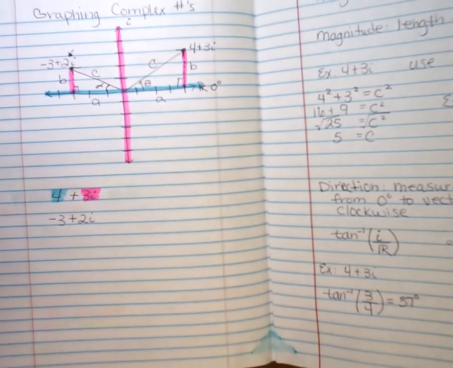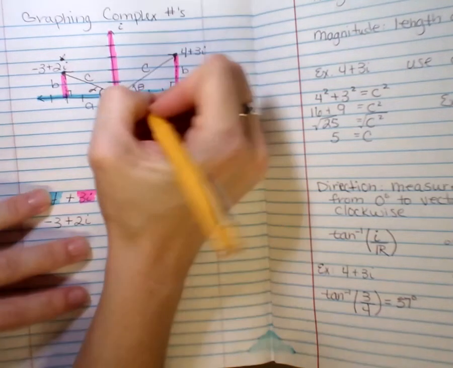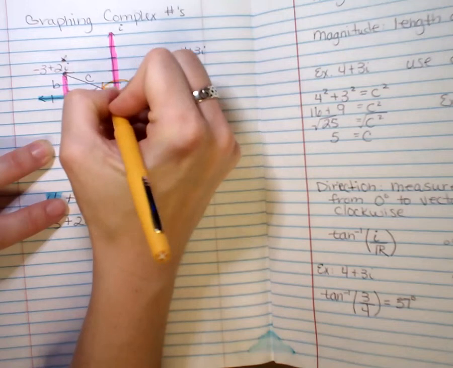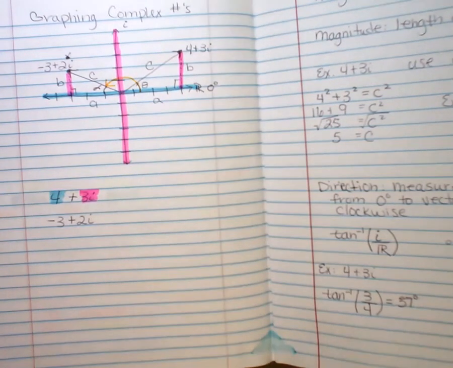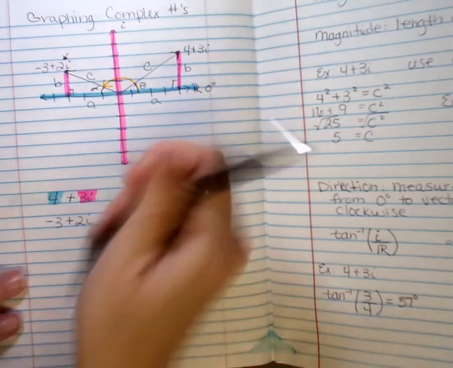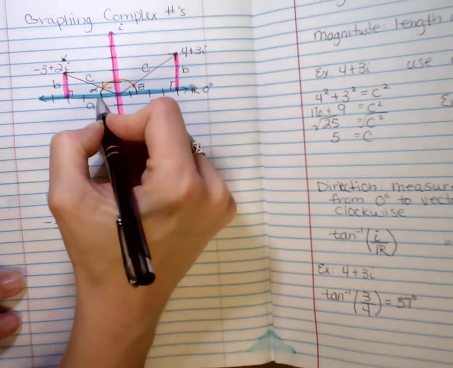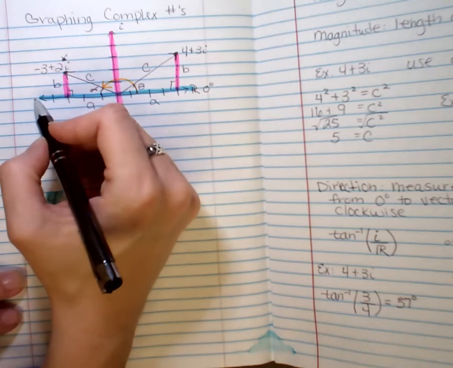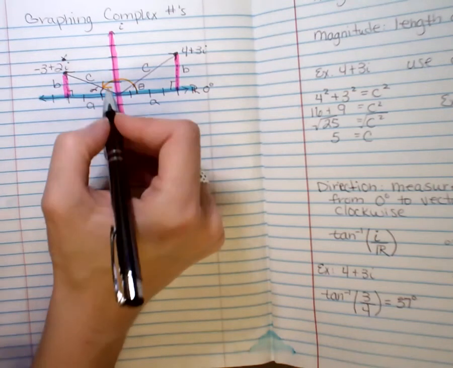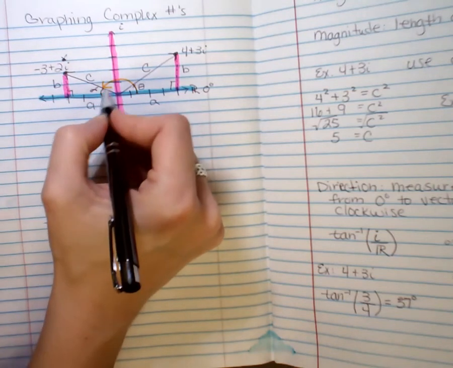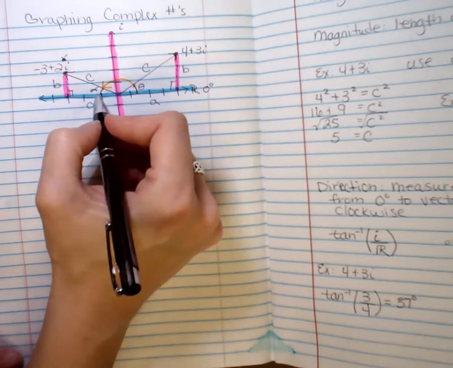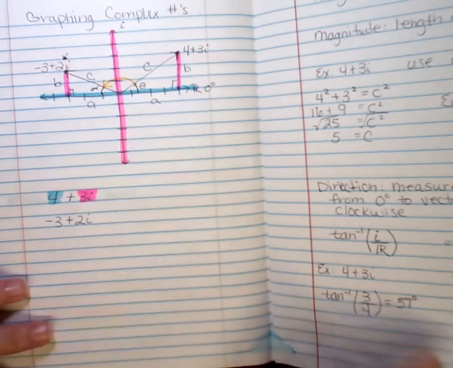We said direction had to be measured from the x-axis, or from 0 degrees, to our vector. So in this instance, if we went all the way over to this negative part of our real line, then we would have gone 180 degrees. But we didn't go all the way, we stopped right here. So we have to subtract this angle that we found from 180 in order to find the angle that we are actually looking for.